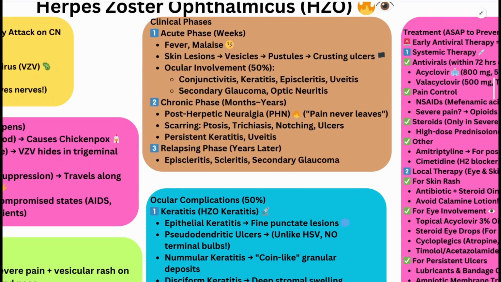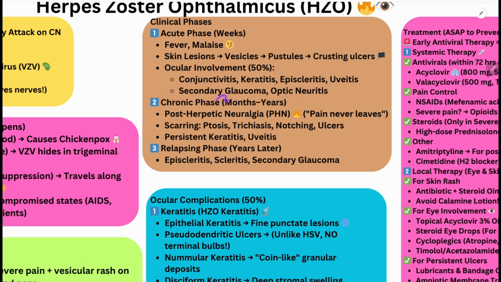So what are the phases here? So the phases are divided into 3 types: acute phase, chronic phase and relapsing phase. In acute phase, you will encounter fever and malaise, and you will also find skin lesions like vesicles, which develop into pustules and which develop into crusting ulcers. And here you will see ocular involvement, which leads to conjunctivitis, keratitis, episcleritis and uveitis. These are all infections, and they further lead to secondary glaucoma and optic neuritis.